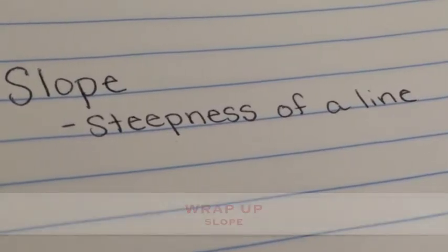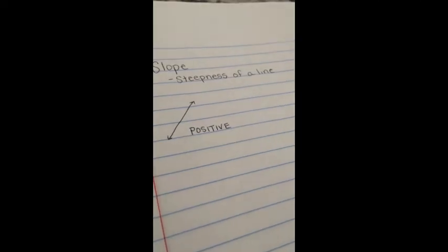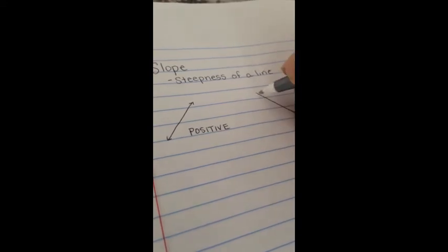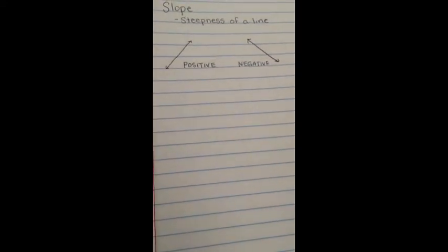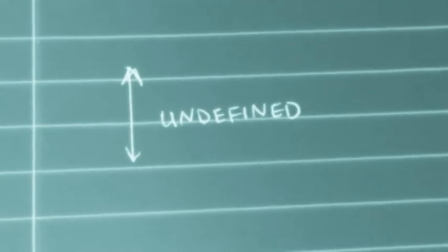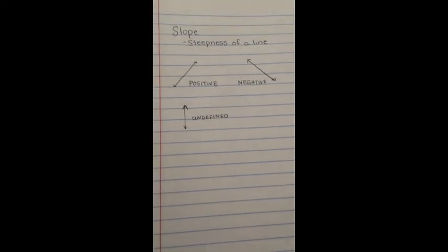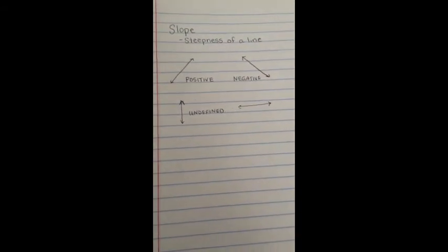To wrap up the lesson today, the first thing I want you to remember is that slope is the steepness of a line. The next thing I want you to remember is that there are 4 types of slopes. There are positive slopes. There are negative slopes. A vertical line has undefined slope. And a horizontal line has 0 slope.